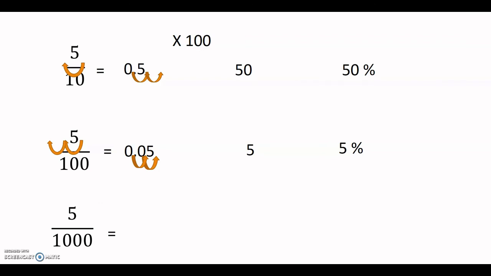Here for our 5 over 1000, we have 3 zeros in our denominator. So we will move 3 places to the left to get the decimal number. Here we have 0.005. To get the percentage, move 2 places to the right. So we get 0.5%.